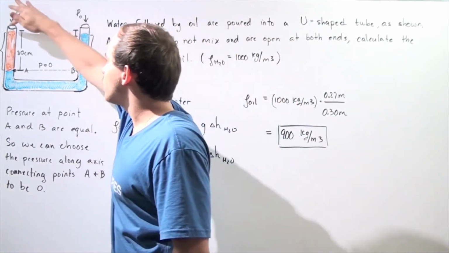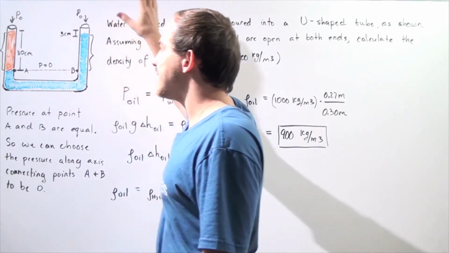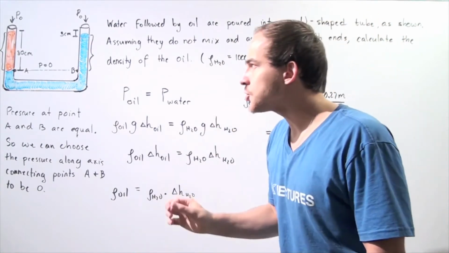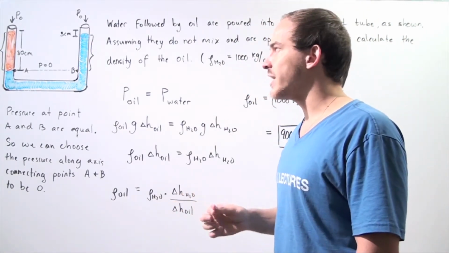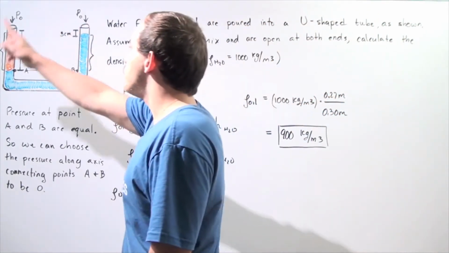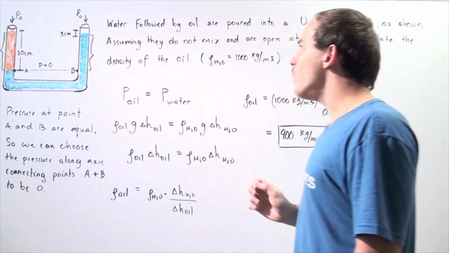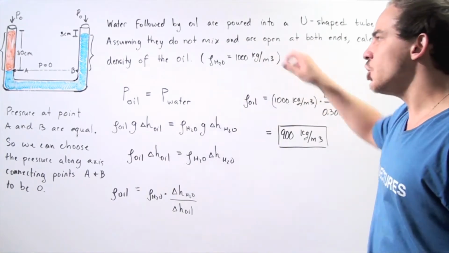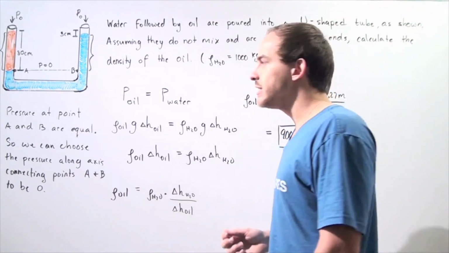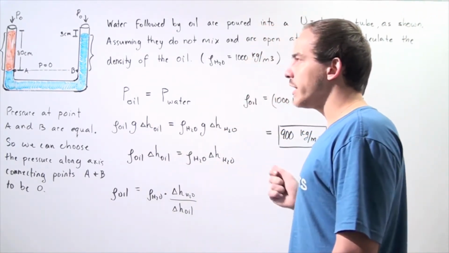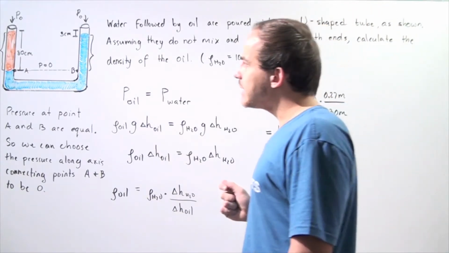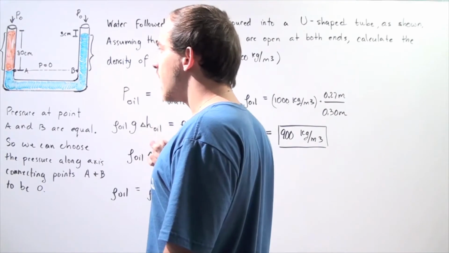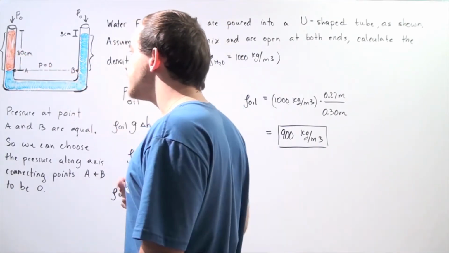Now also, our container at both ends is exposed to our atmosphere, and that means the pressure created by the atmosphere is exactly the same at both ends. So knowing the density of water is 1,000 kilograms per meter cubed, we'd like to calculate the density of the oil. So let's begin by noticing that the vertical distance of the oil along the column is 30 centimeters.